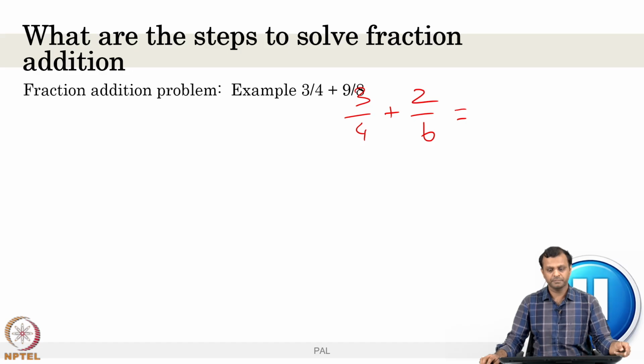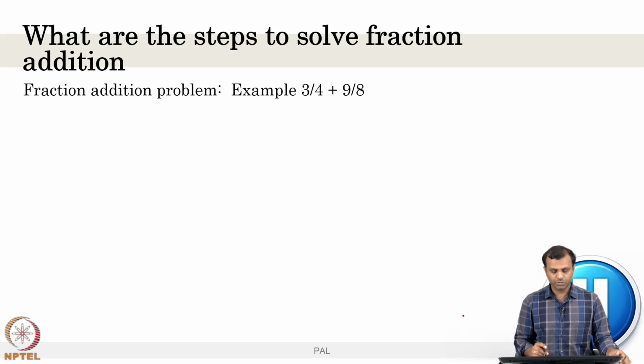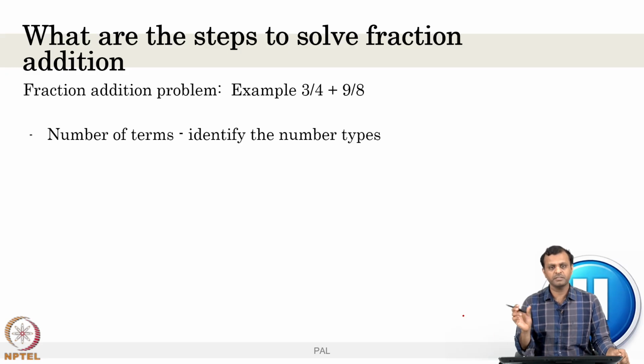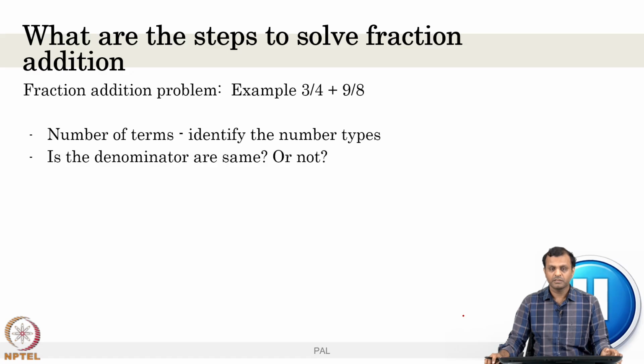If you want to solve the fraction addition, for example 3 by 4 plus 9 by 8, the first step will be to check whether the denominators are equal. Of course, it is not equal, 4 and 8 are not equal. So, we need to make the denominators equal. Then, if they are not the same, we should make the denominator the same.